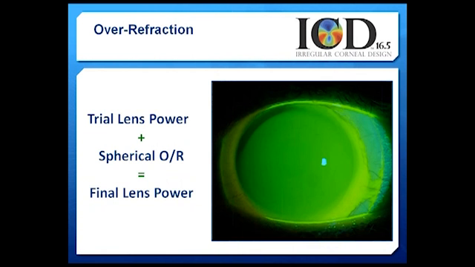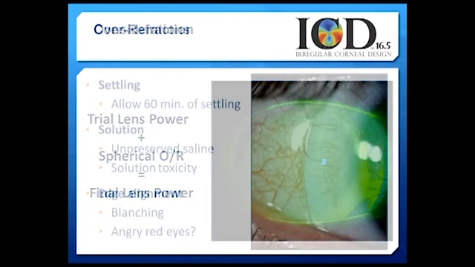Now the last thing you need to do is simply your standard spherical over-refraction over the lens. And once you have this information, you're ready to order your ICD from your consultant at the lab or customer service at your ICD distributing lab.